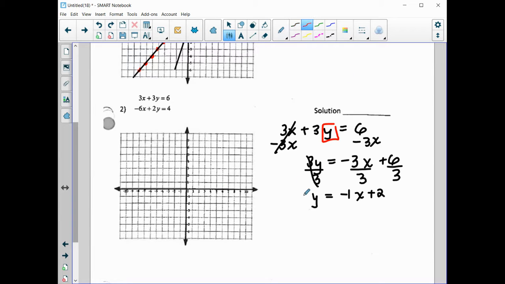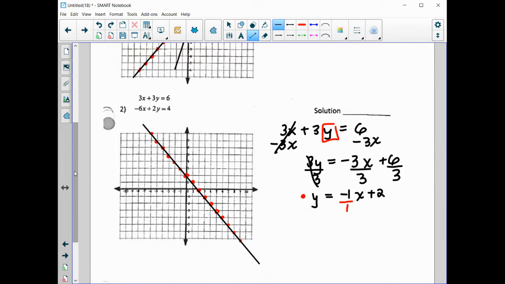So I'll graph this in red. I'm going to go to 2 on my y-axis, and then my slope is -1 over 1. So I'm going to go down 1 over 1, down 1 over 1. And I'm going to get as many points as possible. And I'm going to work backwards too by following the pattern just backwards. So that's going to be my line for the first equation.